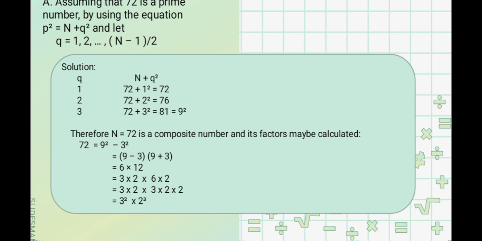So, we will substitute again 72 plus 2 because 2 ato ang q, and then we are going to square it. So, 72 plus 2 squared is equal to 76. 76 is not a perfect square, right? Diba? So, dili siya perfect square. So, proceed ta sa 3. So, atong q na po dire is 3 and then substitute 72 plus 3 squared.